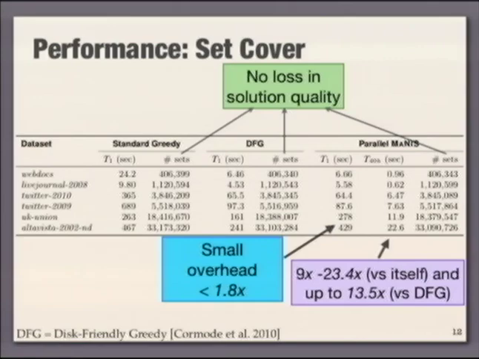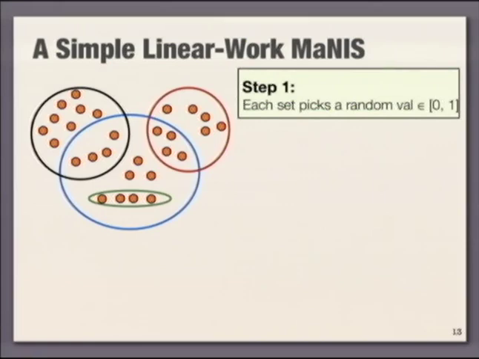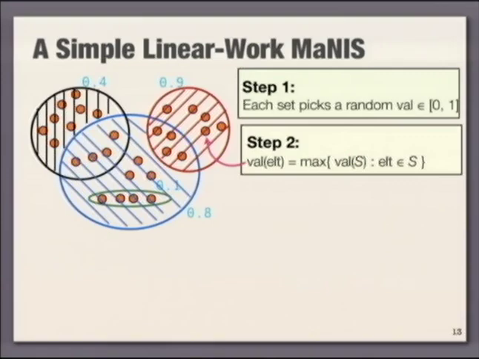OK, I'm going to spare you the proof, but here is a way to implement the linear work MaNIS. This is an instance of the set cover problem where you see a bunch of sets and elements. The first step is each set is going to pick a random value between 0 and 1. So let's say you got these numbers. In the second step, each element is going to look at all the sets that it belongs to and extract out the maximum value that it can see. So each element has the max of everything it can see. You can shade them according to the value that it takes, and this is what you get.